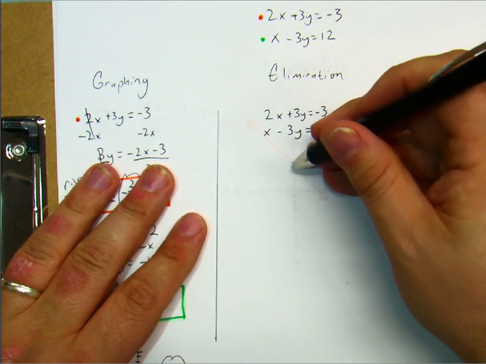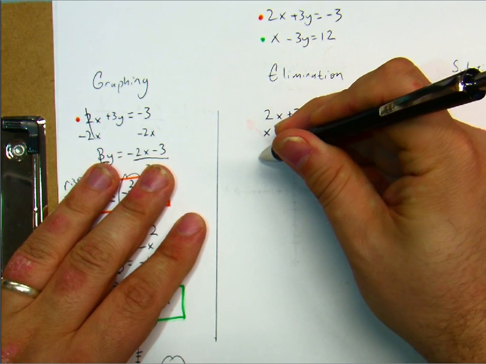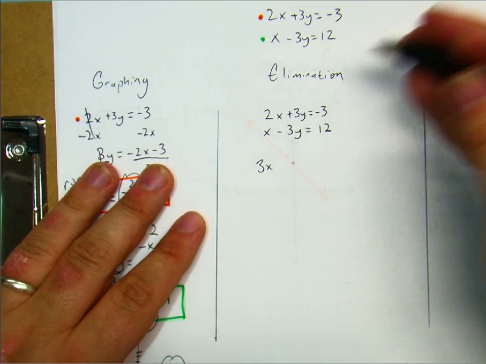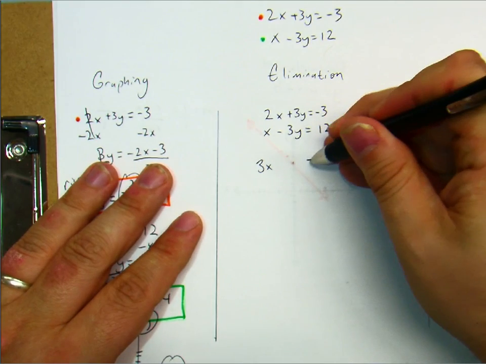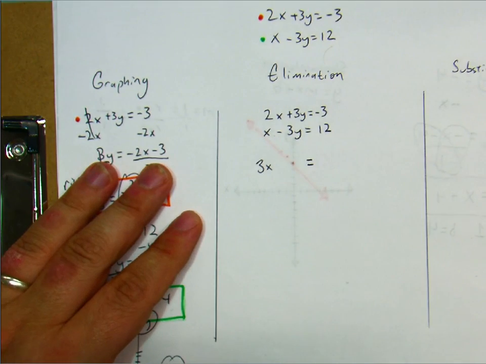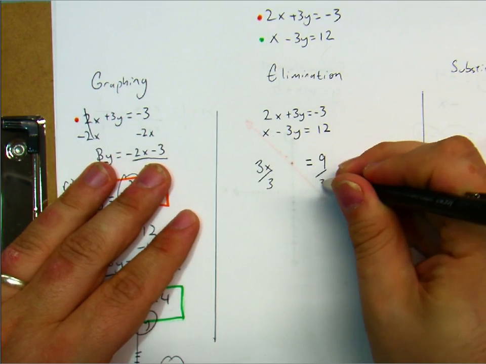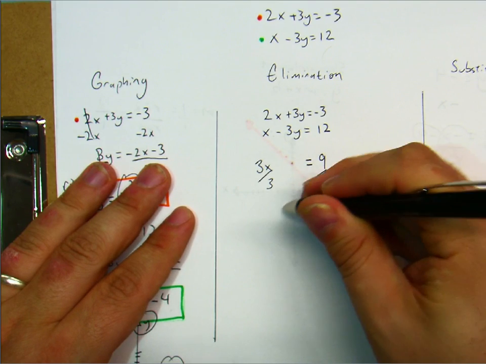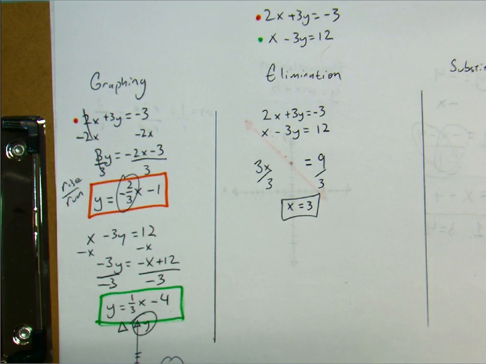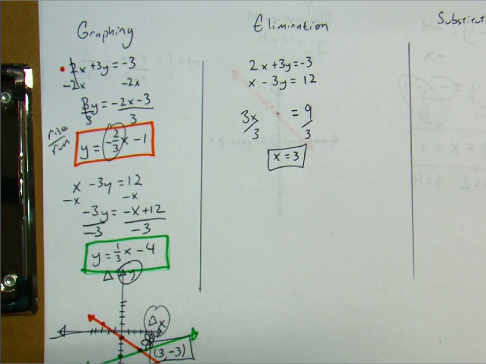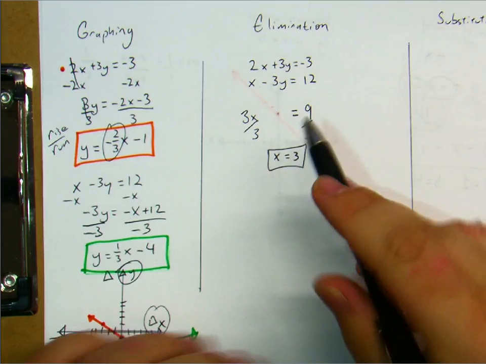So I have 2x plus 1x, so that becomes 3x. 3y plus a negative 3y eliminates, that's why we're doing this, so I don't even write anything. And then negative 3 plus 12 is 9. So I have 3x equals 9. I'll divide by 3, and I get x equals 3. How do we get the y now? Beautiful. Now all we have to do is plug in the x.